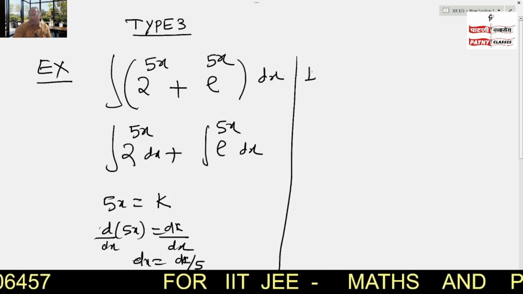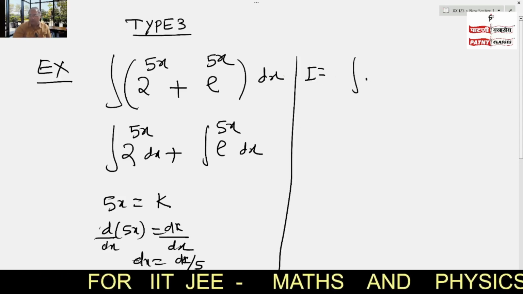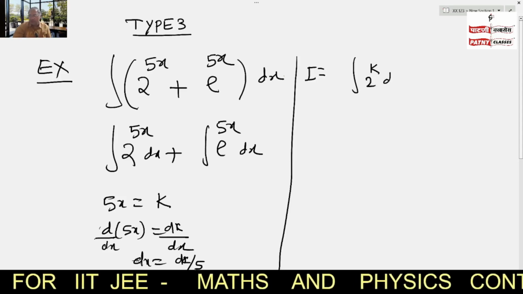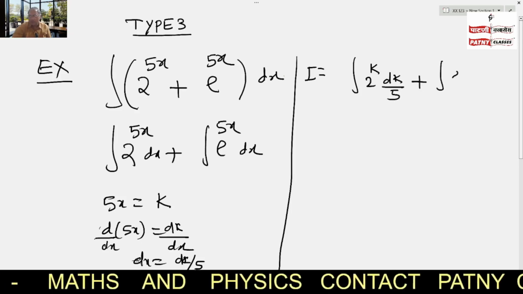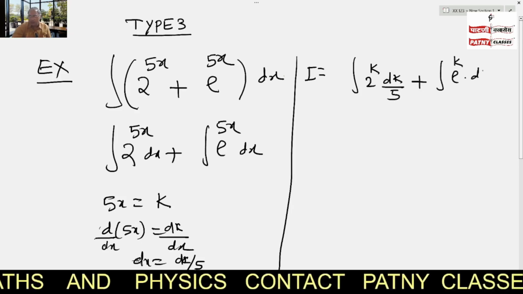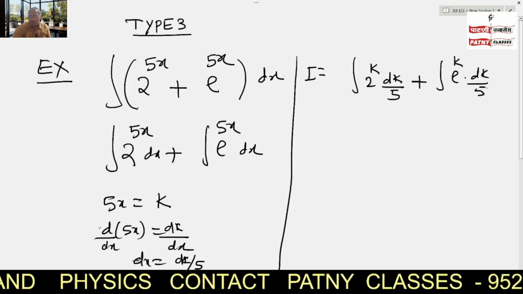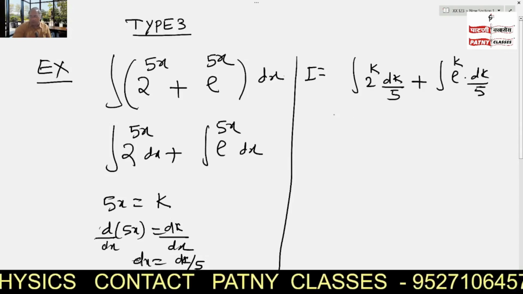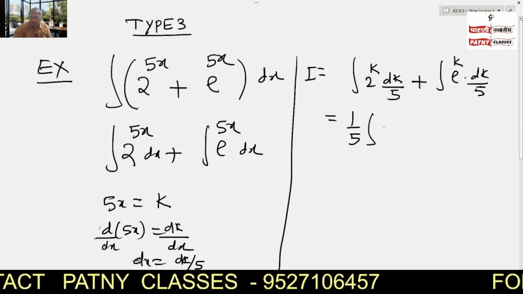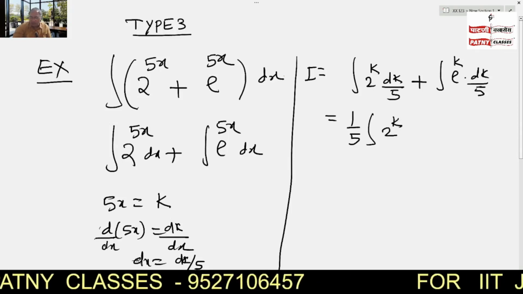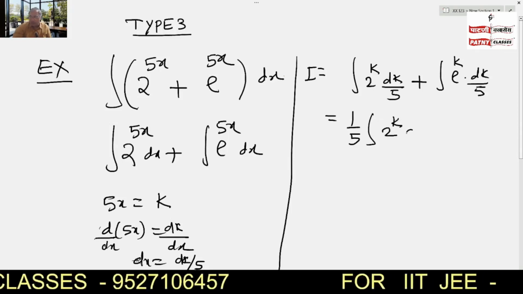After that, I equals integration of 2 raised to k dk upon 5 plus integration of e raised to k dk upon 5. We can do it together also, but I know you are beginners. I am trying to strengthen your concepts, therefore I am writing all the steps.